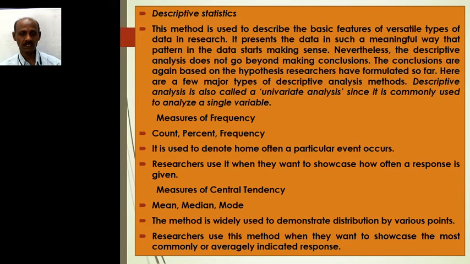Now, what are the various descriptive analysis statistical tools? The first one is measures of frequency, that is count, percent, frequency. It is used to denote how often a particular event occurs. Researchers use it when they want to showcase how often a response is given. The second one is measures of central tendency: mean, median, mode. The method is widely used in demonstrating distribution by various points. Researchers use this method when they want to showcase the most common or average responses.